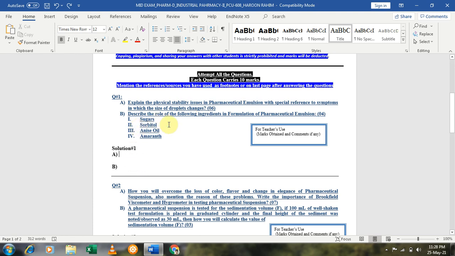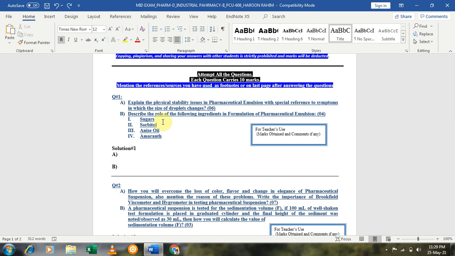In part B, the role of following ingredients. The ingredients are mentioned here, that is sugar used in the pharmaceutical emulsion, sorbitol, NaCl, and amaranth. These are the different excipients which are used in the pharmaceutical emulsion. You can consult the audio, video, or PPT for attempting this question, and you have to elaborate the role. Suppose that you are going to attempt the first one, that is sugar. You have to mention what is the role of sugar in the formulation of pharmaceutical emulsion.